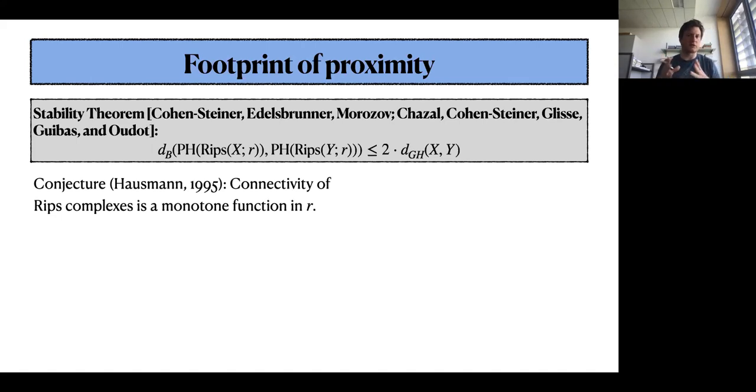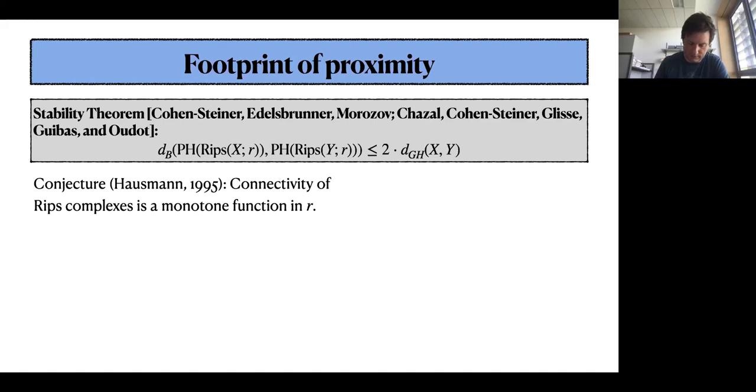So I won't go into details. I'll just show you how such a footprint can be used, or put it differently, how a stability result of this sort can be used in the spirit of footprints. So if you recall Hausmann's result, that was the first topological footprint for Rips complexes, essentially. So in that paper, he actually conjectured that the connectivity of Rips complexes is a monotone function in R. And that's something that up until recently has been supported by all known examples and computations. And that conjecture was probably for manifolds. Yes, for manifolds.